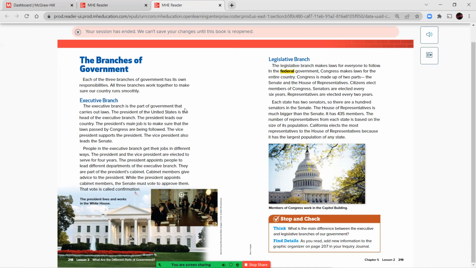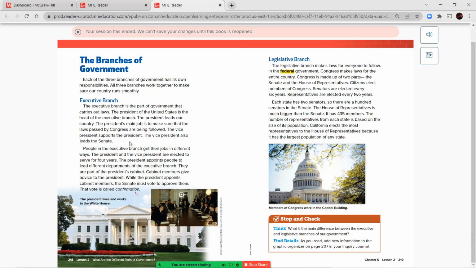The branches of government. Each of the three branches of government has its own responsibilities. All three branches work together to make sure our country runs smoothly. The executive branch. The executive branch is a part of government that carries out the laws. The President of the United States is the head of the executive branch. The President leads our country. The President's main job is to make sure that the laws passed by Congress are being followed.